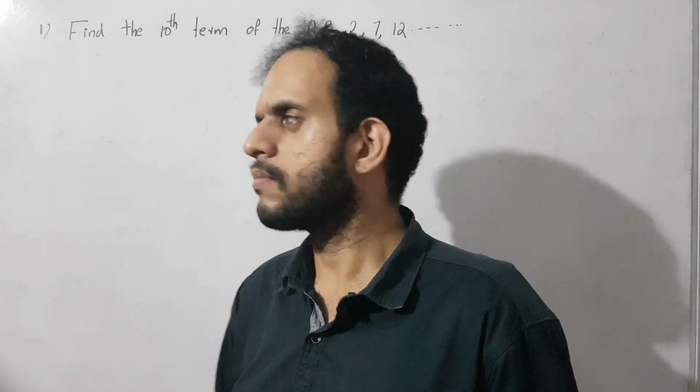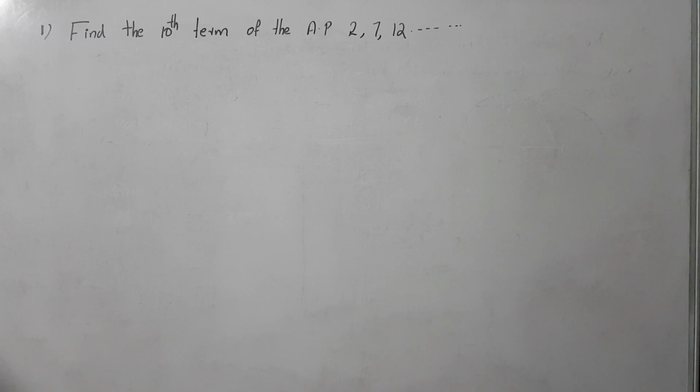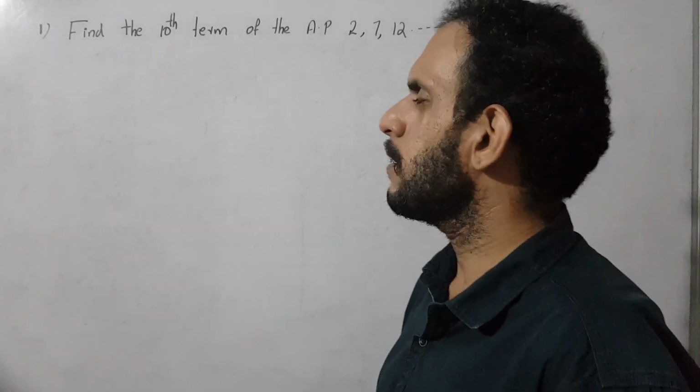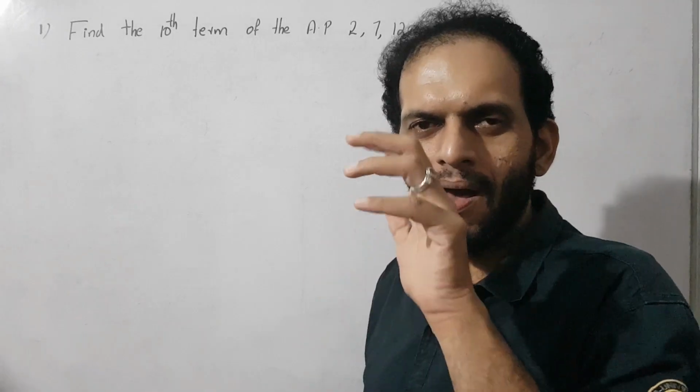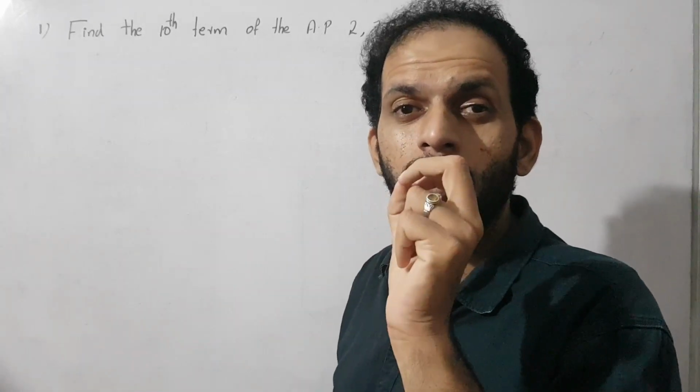The question is like this: find the 10th term of the AP 2, 7, 12 etc. Then here it is very clear what the question is. The question asks to find the term in a particular position.